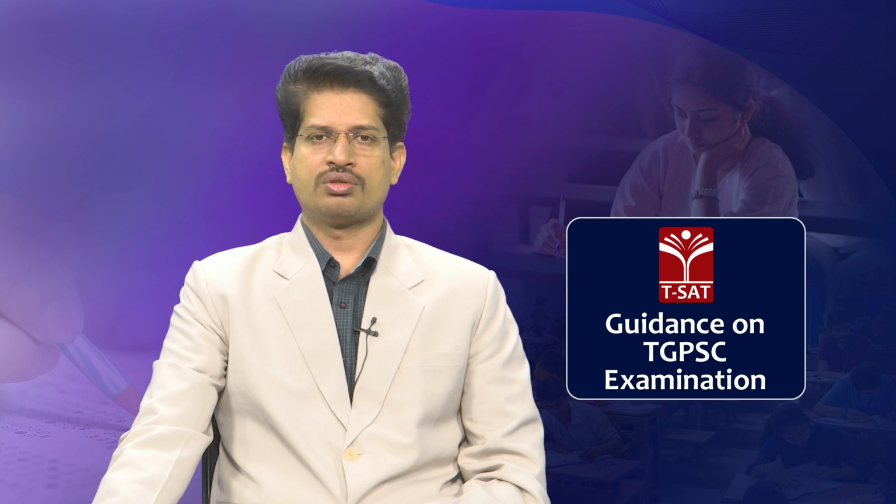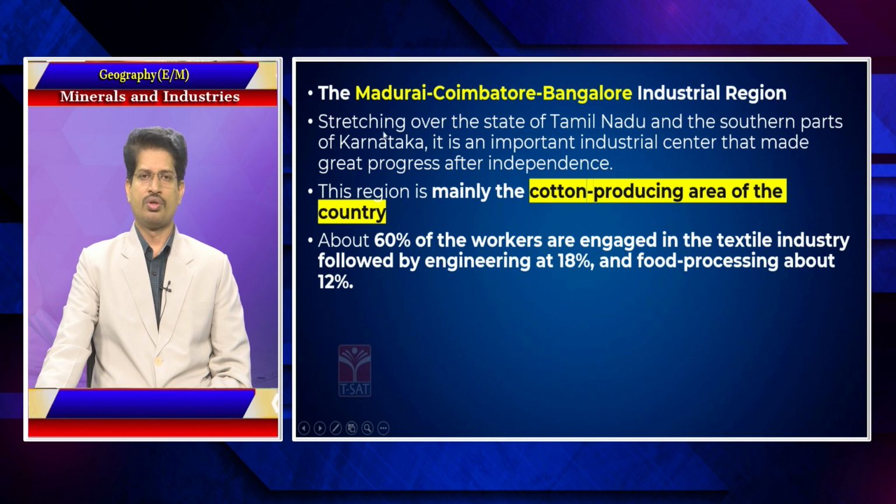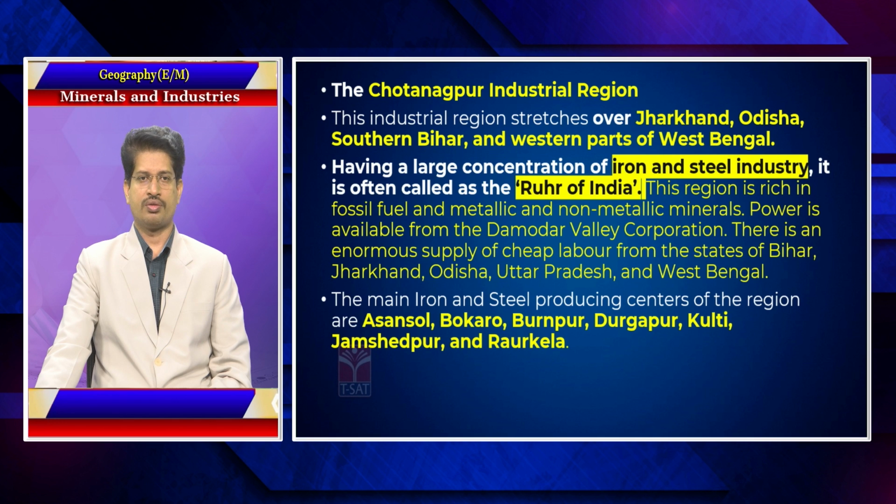Next is the Madurai, Coimbatore, Bangalore industrial region. So, this consists of the states of Tamil Nadu and southern parts of Karnataka. So, you have got a cotton producing area for this region. About 60% of the workers are engaged in the textile industry here. So, it is dominated by the textile industry, engineering industry for about 18%, and food processing is 12% in the Madurai, Coimbatore, Bangalore industrial region.